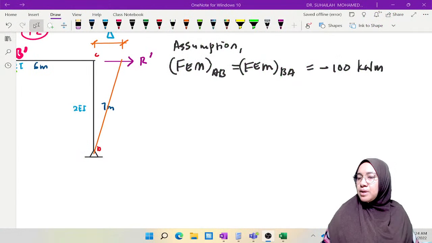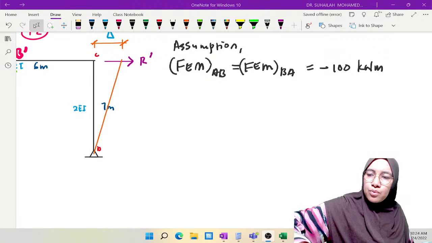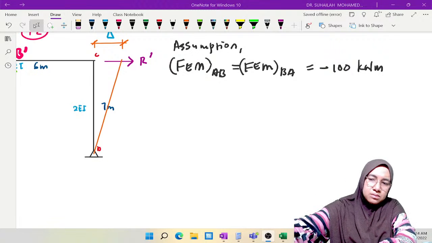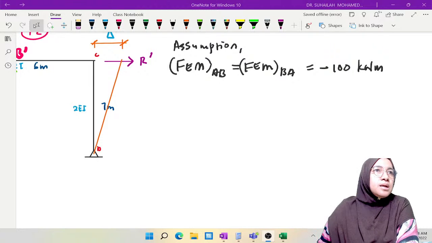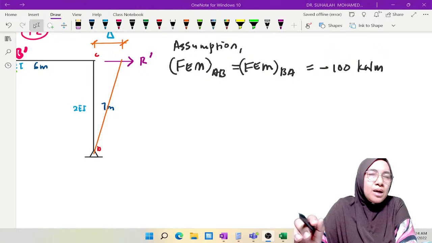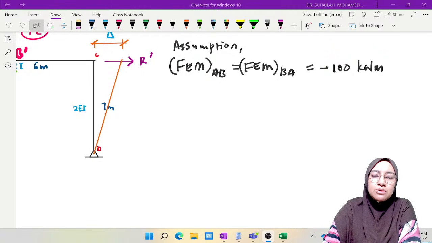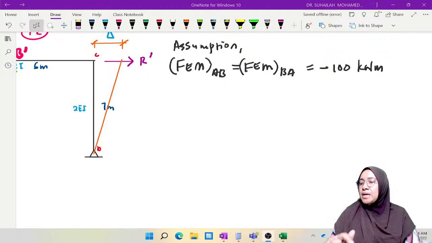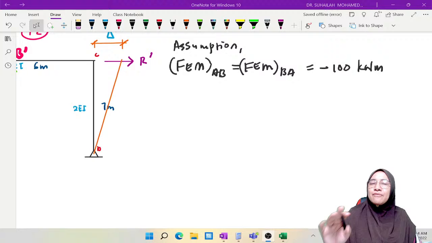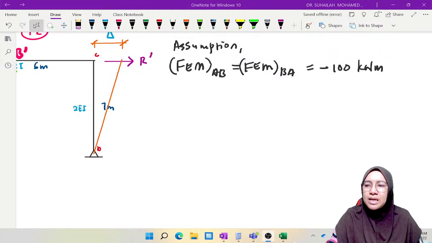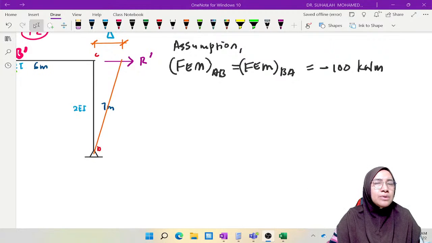Assalamualaikum. Sorry, actually I am working from home today. About FEM due to side sway, it is based on assumption. So we have to make an assumption based on the behavior of the column. That is why it is negative 100 whenever the frame tends to sway to the right direction. If the frame tends to sway to the left direction, then it is opposite, the FEM must be positive, because of the behavior.